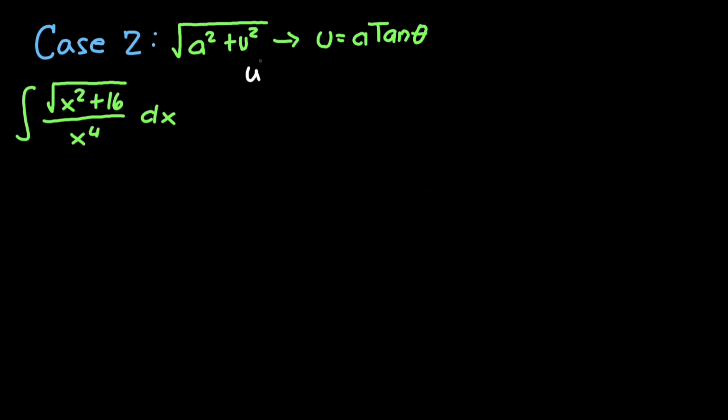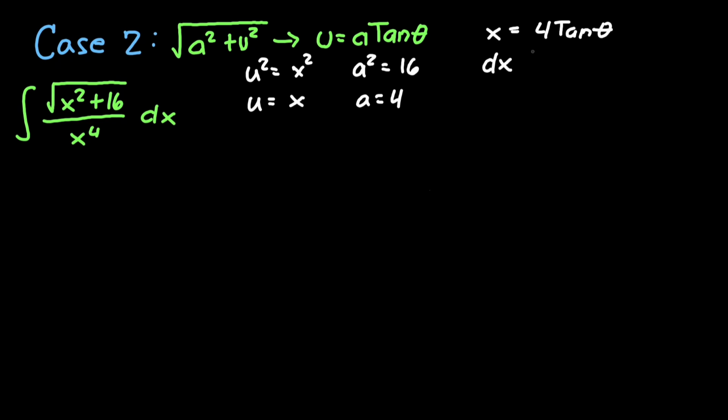Let u squared here be x squared, and so u here is x. A squared right here is 16. Square root of 16 is 4. So let us substitute it on here. It would be x equals 4 tangent of theta. And so the derivative of 4 tangent of theta would be 4 secant squared theta d theta.